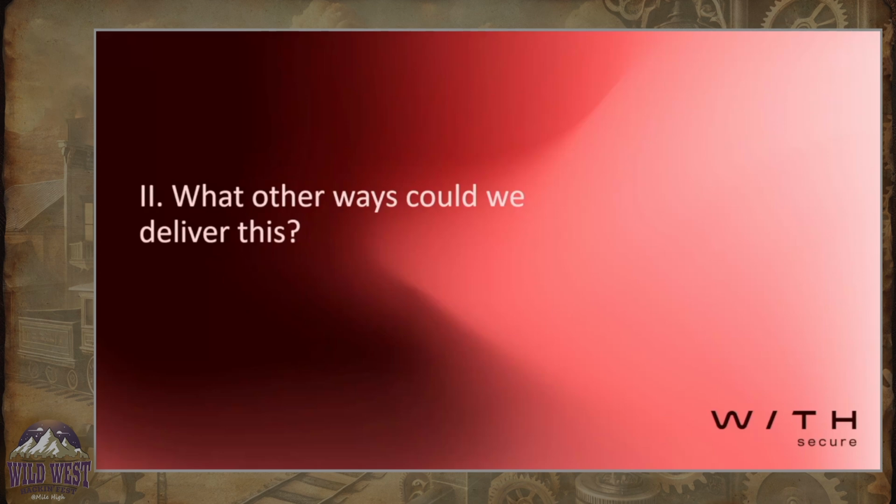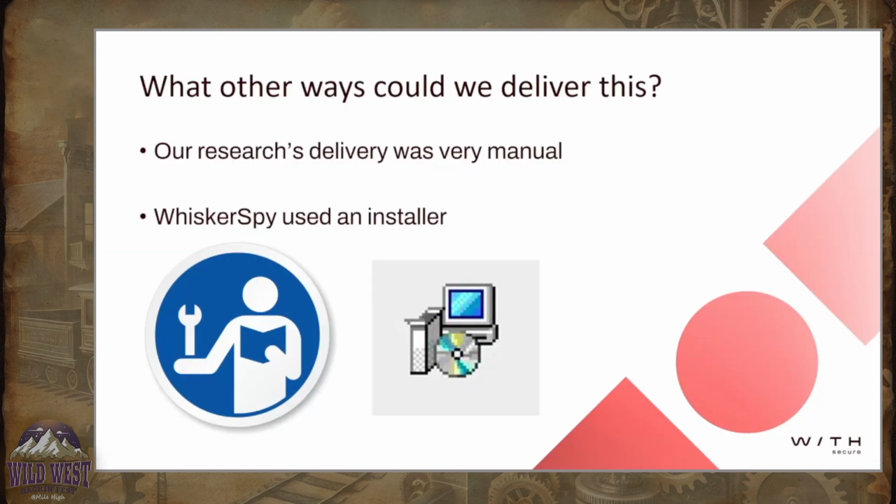So the second question was, what other ways could we deliver this? Now, our research was very manual. We were putting files in place and registry keys in place by hand because we weren't trying to exploit this. We were just trying to see what native messaging was and understand a bit about that. But obviously, if we're going to do this on a red team, that's not the most practical thing. And then WhiskerSpy used an installer, which worked here, but in my experience, I've seen some environments just block MSI files altogether because standard users shouldn't be installing stuff themselves. And if it's not blocked, it can also cause alerts in some environments as well, which again, isn't the best if you want to do this on a red team.